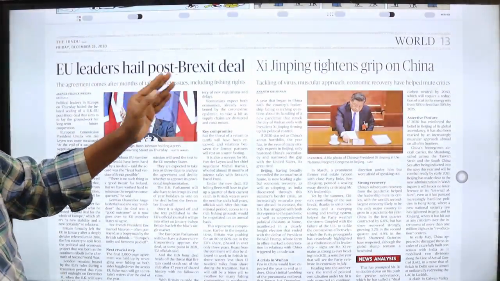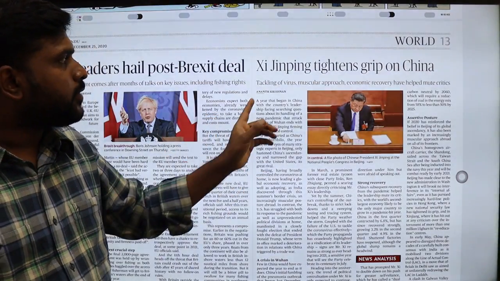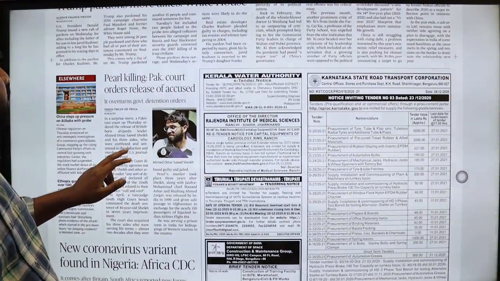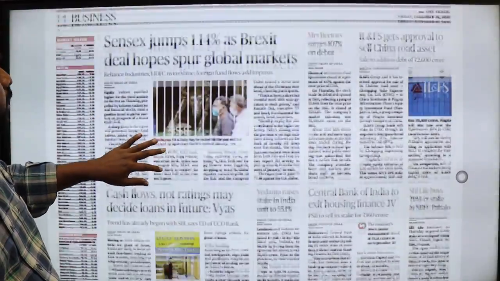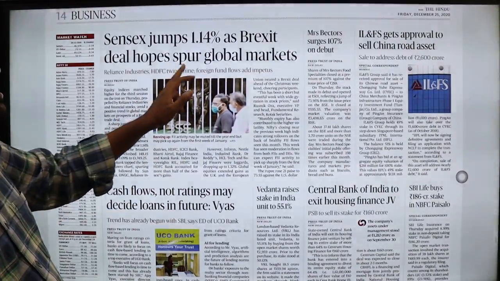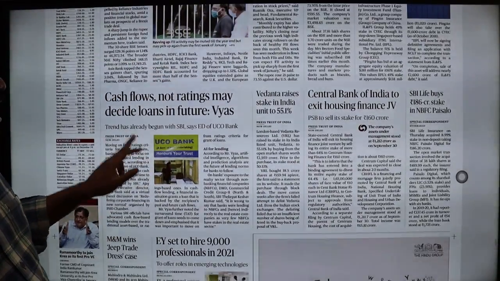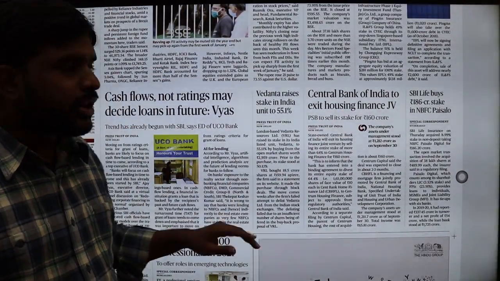EU leaders hail post-Brexit deal. What is this Brexit deal? Just know what this Brexit deal is. Xi Jinping tightens grip on China, not required. Internal matter. Pearl killing, Pak court orders release of accused, not important. Census jumps, not required. Cash flows, not rating, decide loans in future. Central Bank of India, not required.